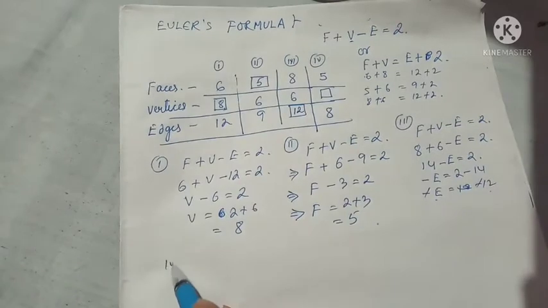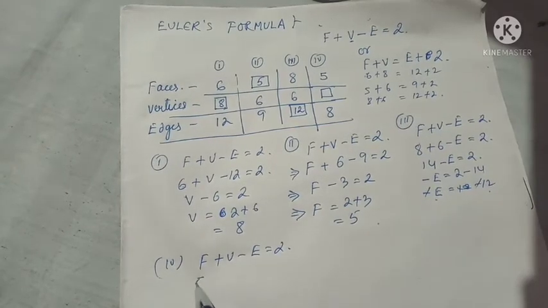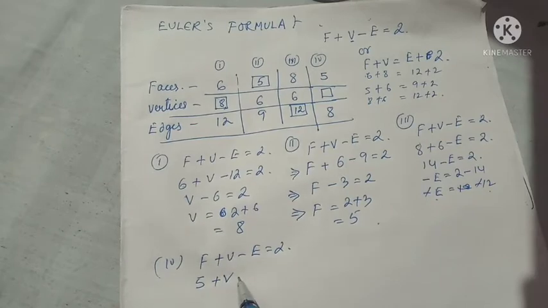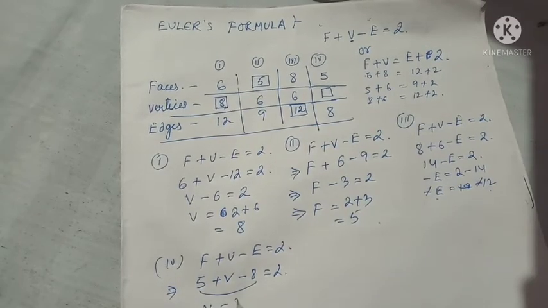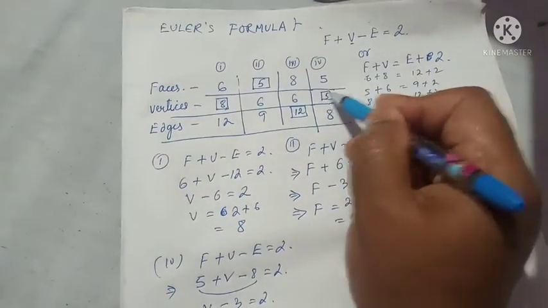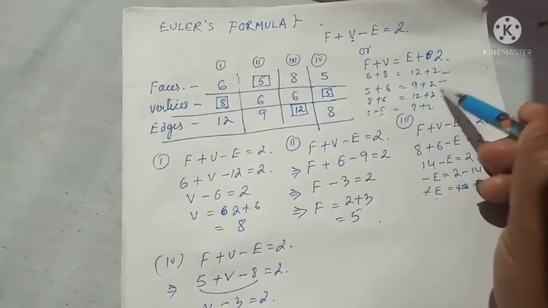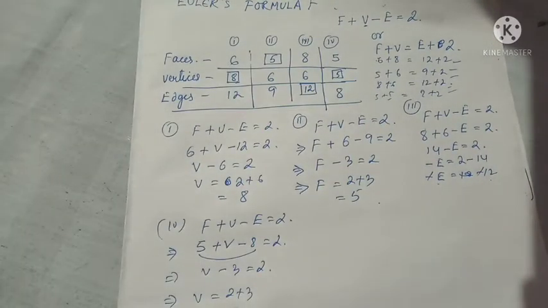Now the last one, number 4: face plus vertex minus edges equals 2. Face is 5, the vertex is unknown, and the edges are 8. Then V minus 3 equals 2, so V equals 2 plus 3, that is 5. The vertex should be 5. Let's see whether it is correct: 5 plus 5, and 8 plus 2. All answers are correct. Euler's formula tells about the relation between faces, edges, and vertices. Now we can find the number of any vertices, edges, or faces by using Euler's formula.